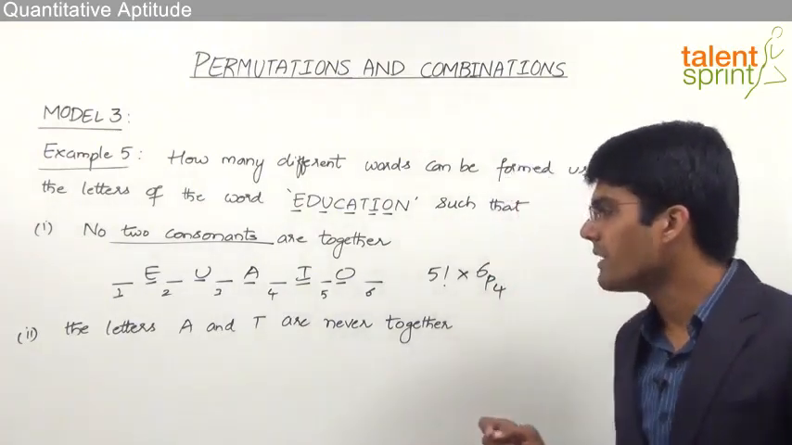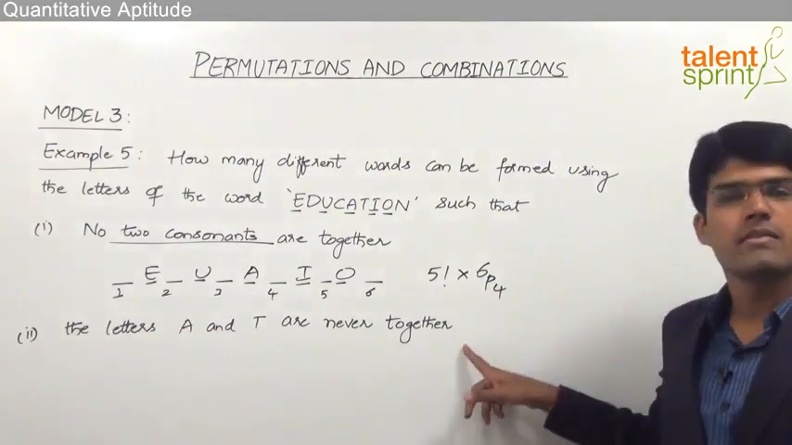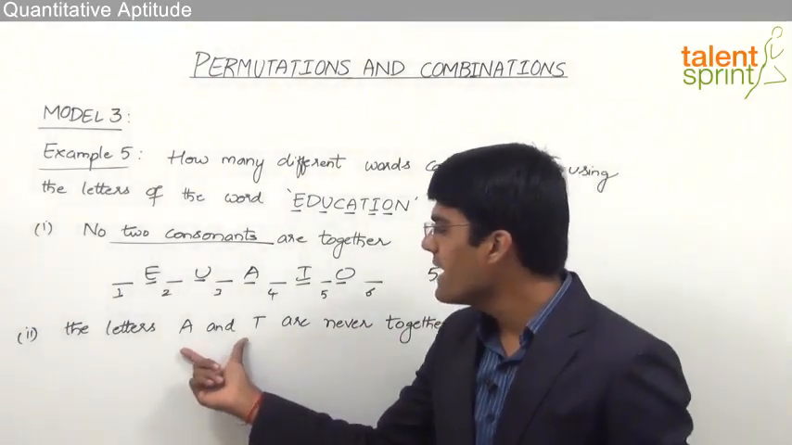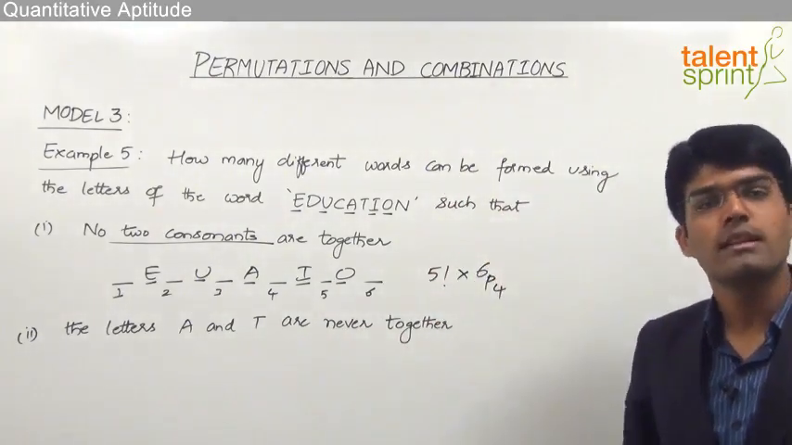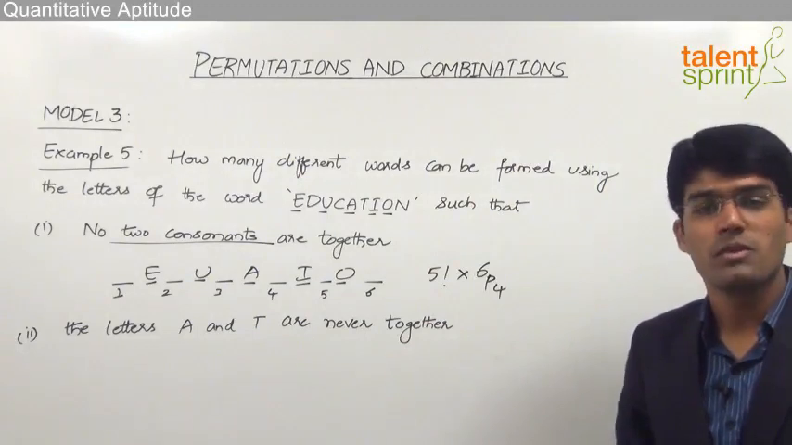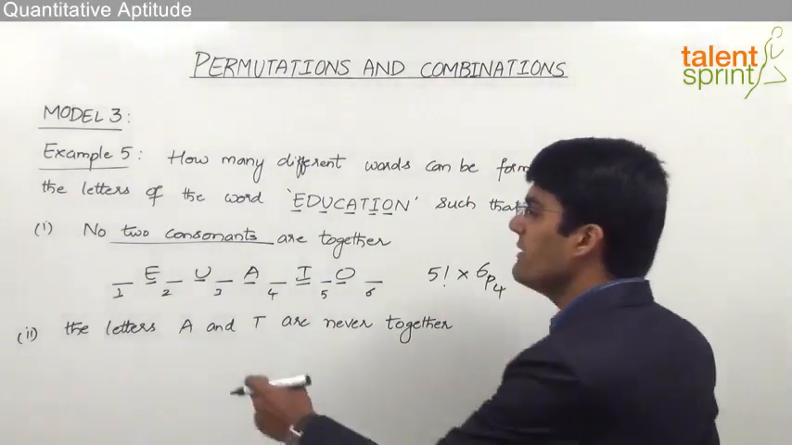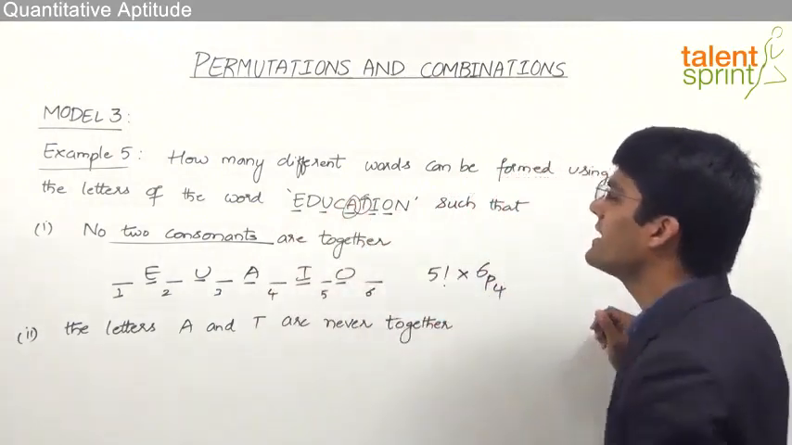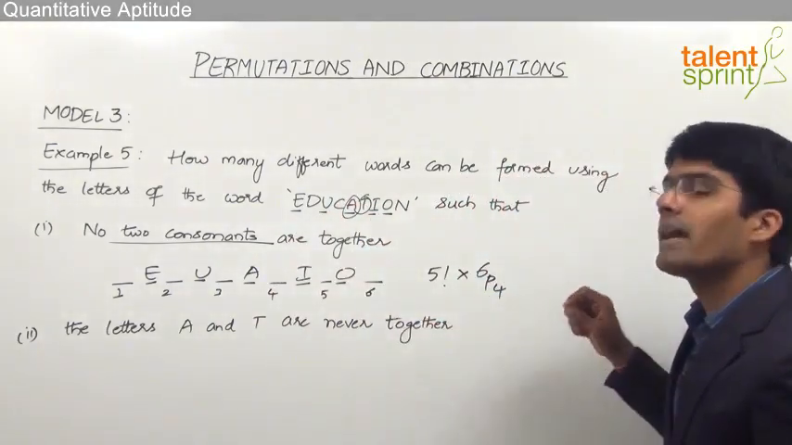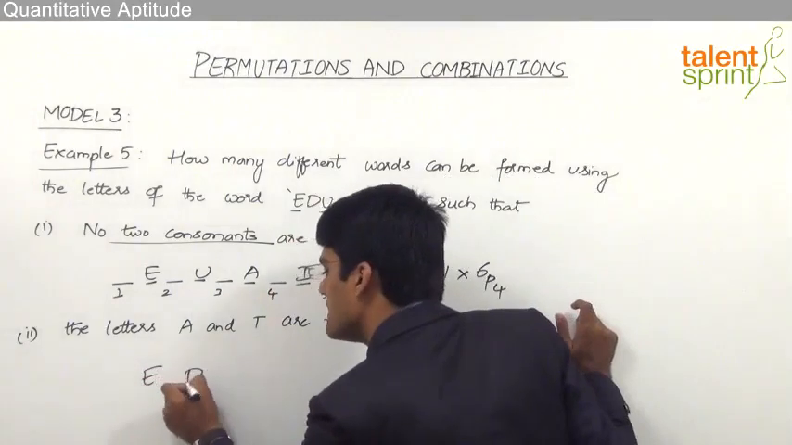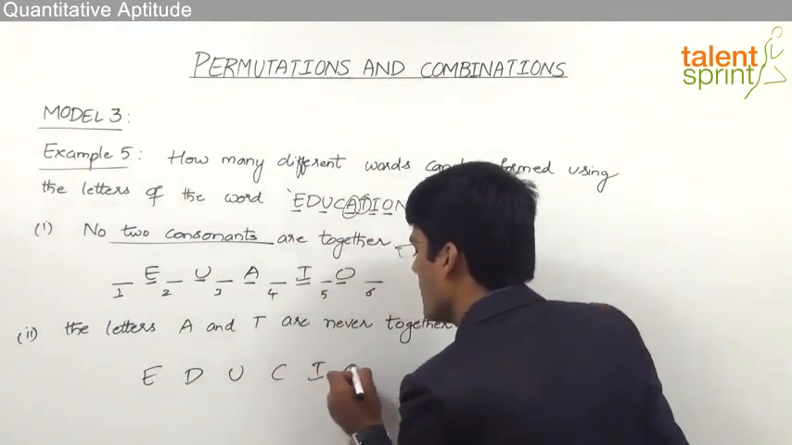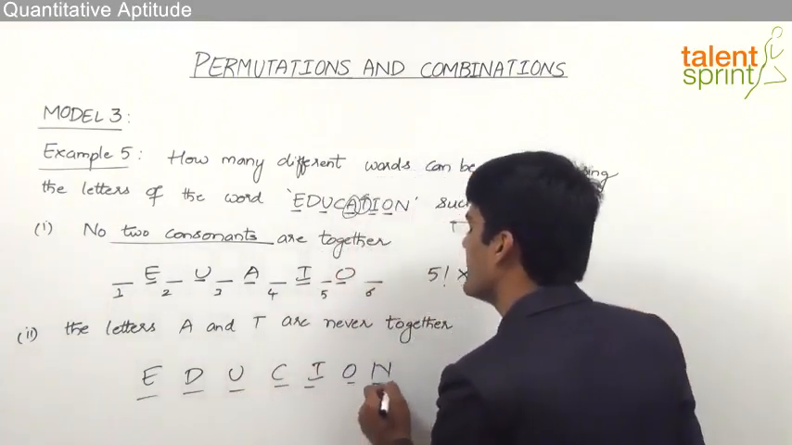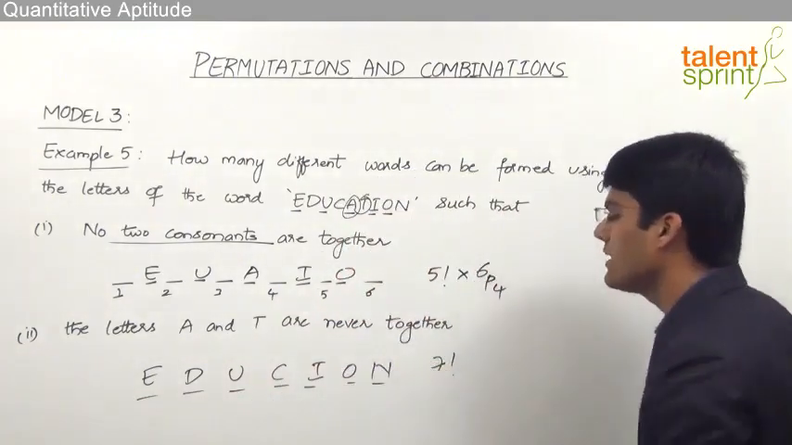Let's now look at the second one here. The letters A and T are never together. So this is again similar to bit number 1. Here, these 2 letters A and T are not to be together in any word that is formed. So we first arrange the remaining letters. So leaving A and T in the given word, the remaining letters are E, D, U, C, I, O, N. These are 7 letters and they can be arranged in 7 factorial ways in 7 positions. So we get 7 factorial arrangements.